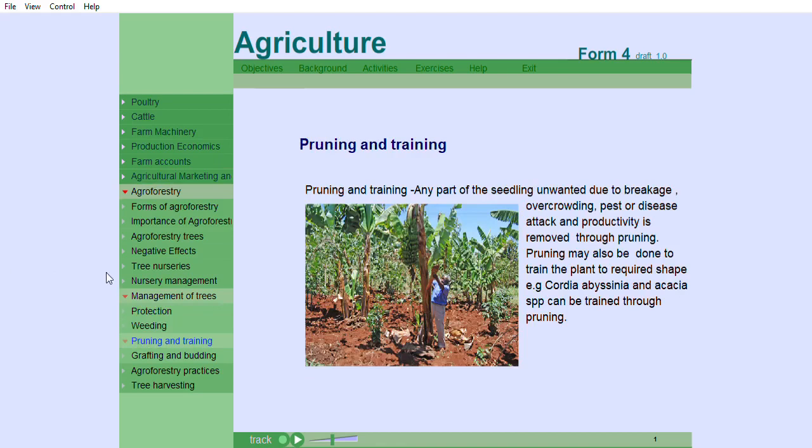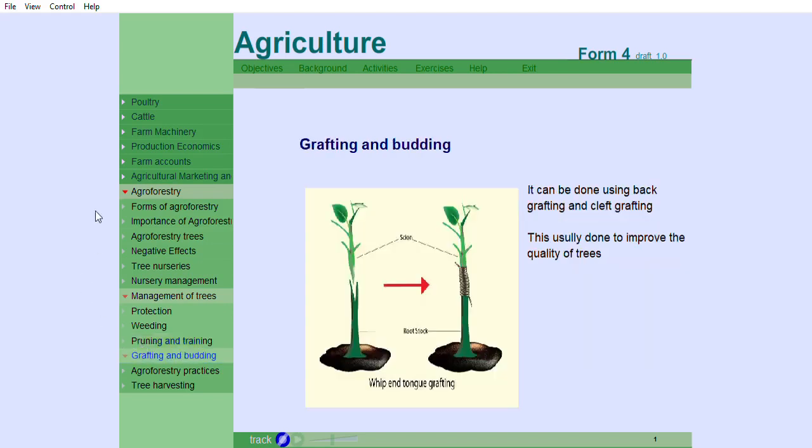Pruning and training. Any part of the seedling unwanted due to breakage, overcrowding, pests or diseases and productivity is removed through pruning. Grafting old trees. It can be done using bark grafting or cleft grafting.